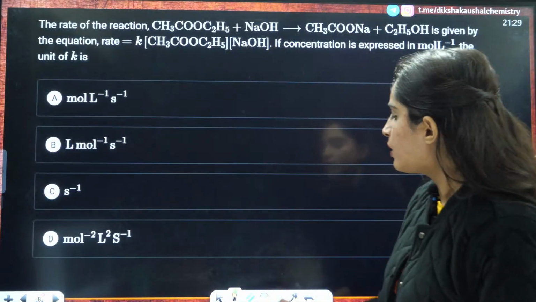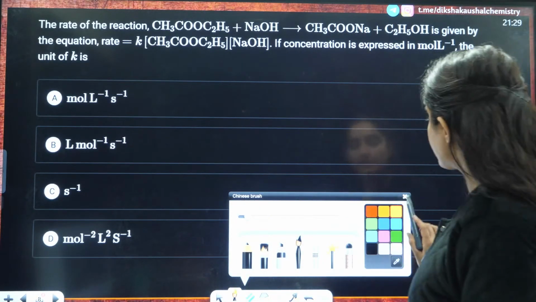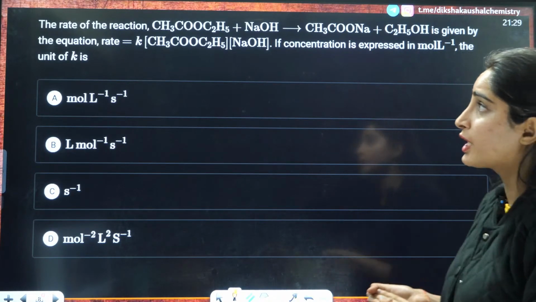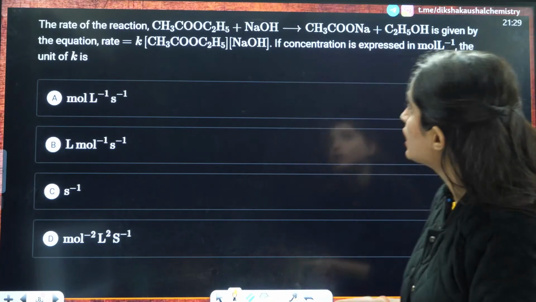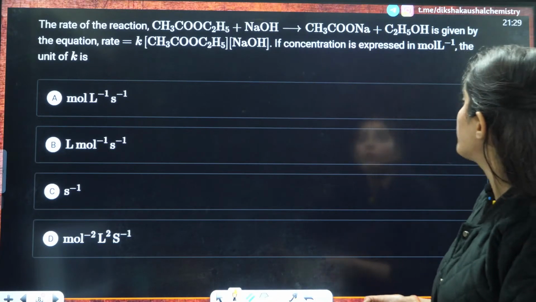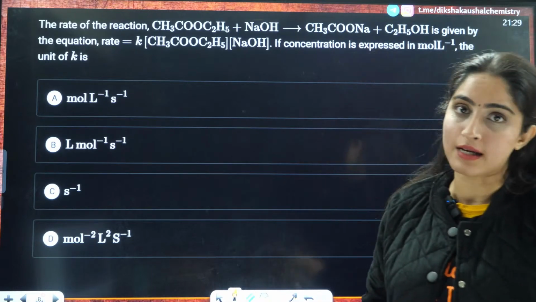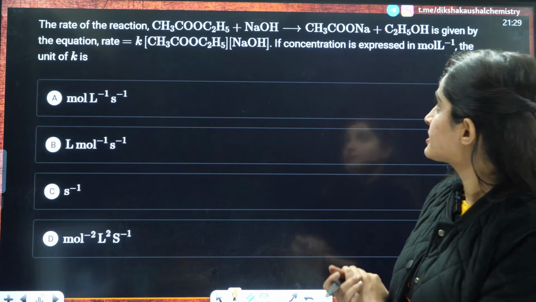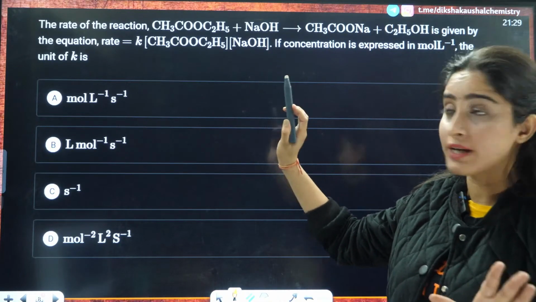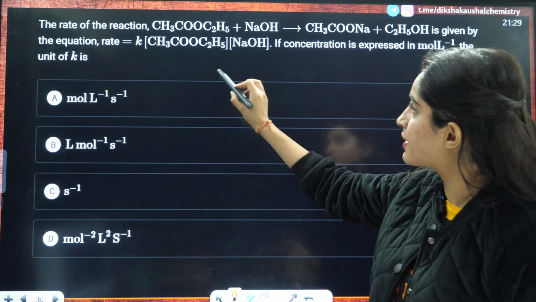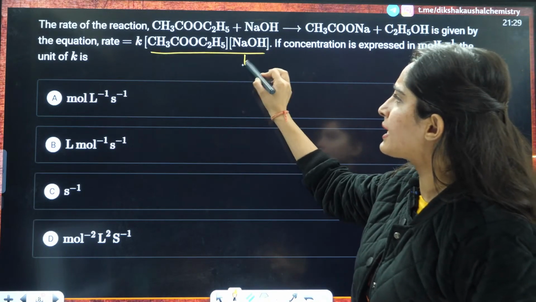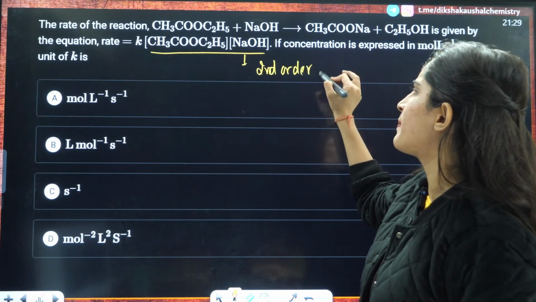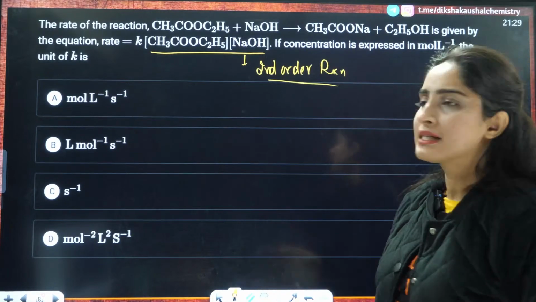Okay. Now, next question on your screen: the rate of the reaction is given by this equation. This is the equation that they are giving you. If concentration is expressed in mole per liter, the unit of K they are asking you, right? The rate of the reaction is given to be this one. So can I say it is a second order reaction? It is a second order reaction. Simple, guys, second order reaction, right?